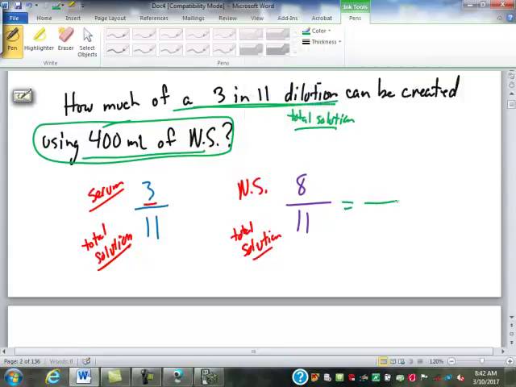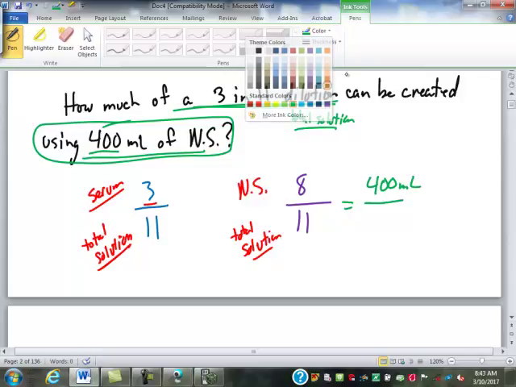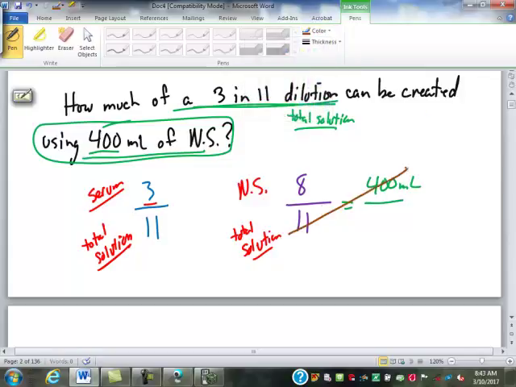Now we can set up our ratio. The 400 milliliters of saline goes with the 8. And we'll cross multiply and divide. 11 times 400 divided by 8 is 550 milliliters.